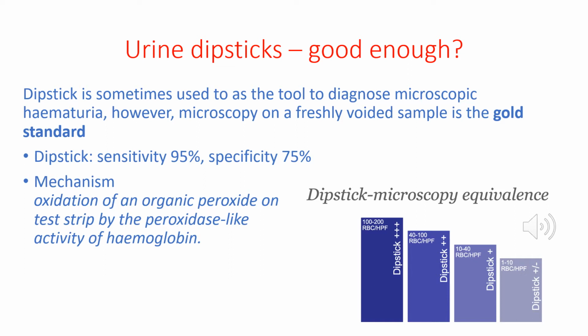The other thing to note, which you can see on the bottom right hand of your screen, is that if you recall our definition of microscopic haematuria being 3 blood cells per high-powered field, at this range the dipstick's performance is quite variable. So really, urine MCS and the microscopy that comes out of it should be used to diagnose microscopic haematuria.